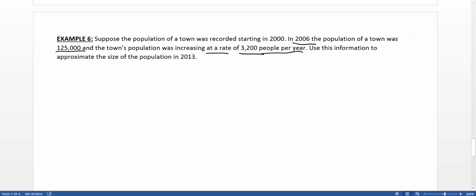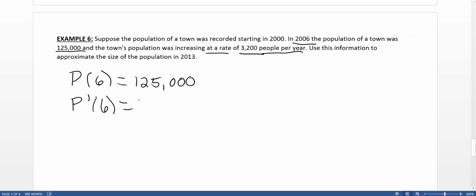There's 2 different ways we can write this. We can assume that in 2000, t would equal 0, in which case we could write p of 6, the population 6 years later, so 2006, equals 125,000. And the rate that the population was increasing, so that's the derivative in 2006, was 3,200 people.